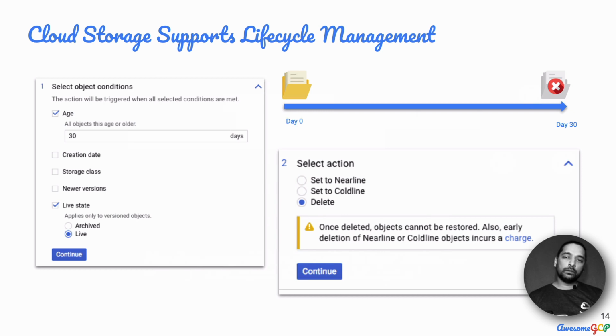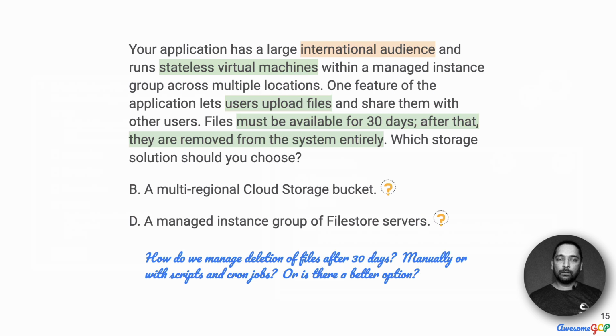We can also move it to certain other options, for example, to move it into Nearline or Coldline, which have lower cost of storage and which are great archival options. So cloud storage supports lifecycle management built in, and therefore this is starting to look like a good option now. What about the other requirements now? What about the option of an international audience?